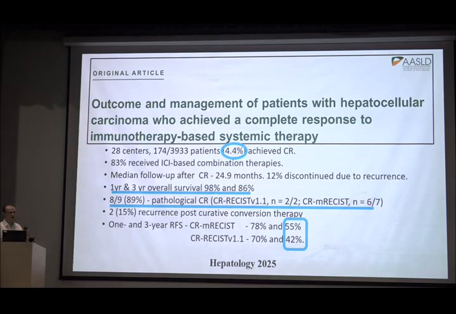But on the other hand, if we look at the 1-year and 3-year recurrence-free survival in this study, at the end of 3 years it was close to 50%. So despite having a good overall survival of close to 85% at the end of 3 years, nearly 50% of these patients are still going to have a recurrence.